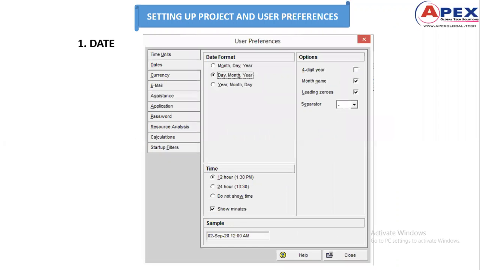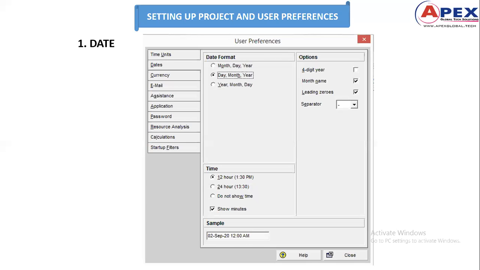Next we'll go to date settings. In these date settings, we use day, month, and year. This is the usual format that we will follow, right? Yes, sir. This is also an important setting, because the entire project will be scheduled in this manner. Coming to time, usually we will go for 12 hours, the 12 hour slab, where Primavera will consider 12 a.m. as the default start time of any project.